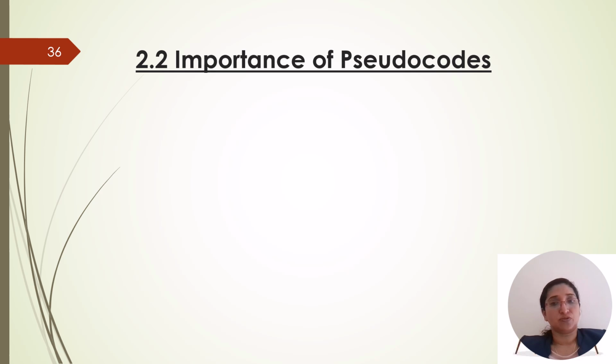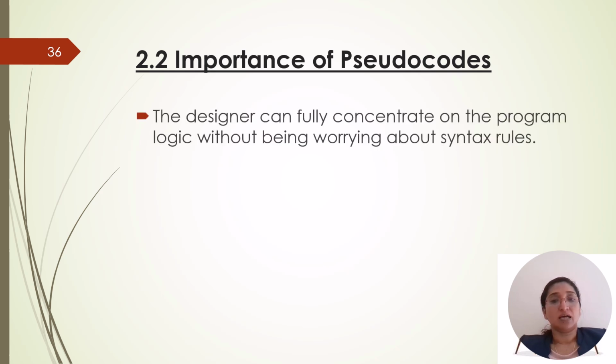What is the importance of pseudocodes? Why do you need to write pseudocodes if it is not executable? Because the designer or the developer can fully concentrate on the program logic without being worried about the syntax rules. Now, if you try to write the program using a specific programming language, as I said earlier, there are specific syntax rules for different programming languages. In Python, you don't need to define the variable beforehand; you can define it as you use it.